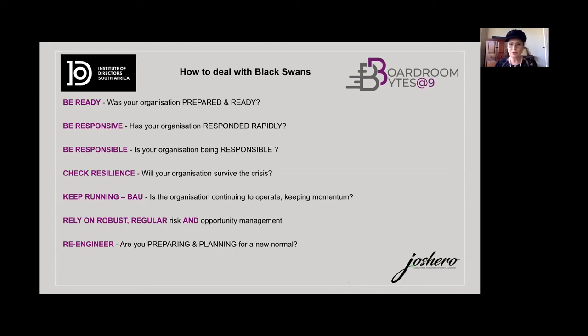Then looking at re-engineering, and preparing and planning for a new normal. When we started, we spoke through that the world as we know it may never be the same. What does your new normal look like? What does your business look like going forward? Is there massive or small re-engineering that needs to take place? Have we had a big move from bricks and mortar to technology platforms and the use of applications? Is digitization in your organization maximized? If not, is there more we can do in that regard?